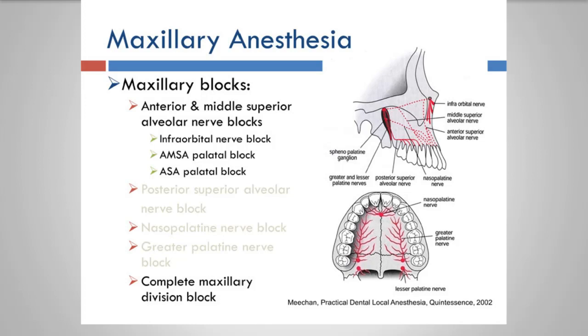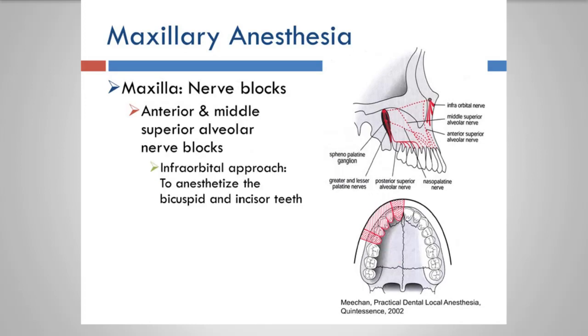So this evening I'm not going to talk about all the blocks. There's nothing new I can tell you about a posterior superior alveolar, nasopalatine, or a greater palatine nerve block. So I want to just talk quickly about a little bit of the anterior maxilla and some different ways we can get anesthesia up there. And then one of my all-time favorites is I want to talk to you about a complete maxillary division block.